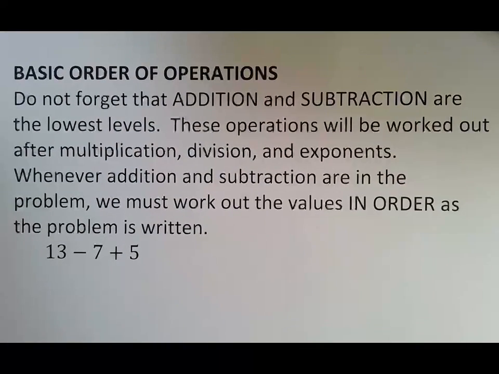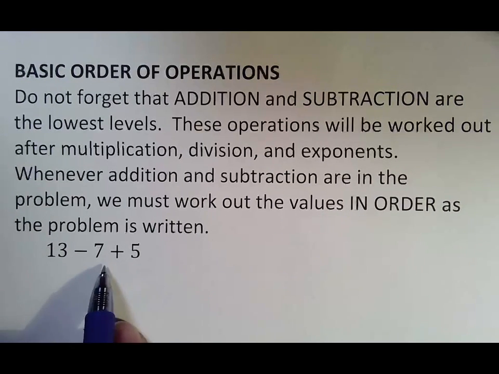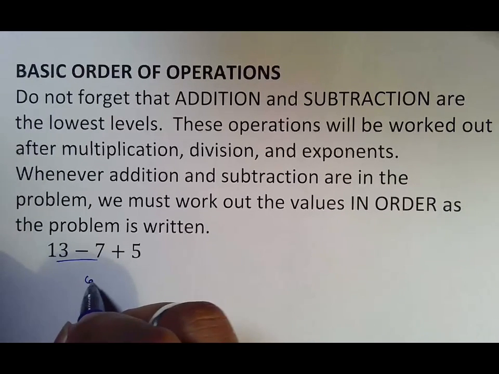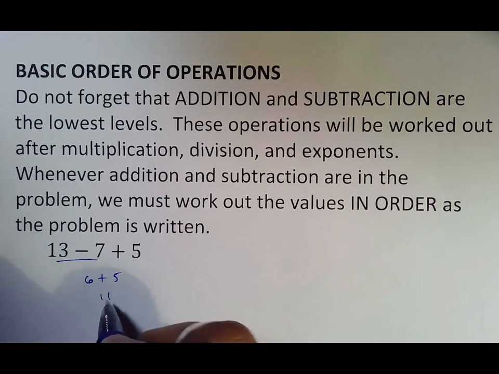So don't forget, addition and subtraction are the lowest levels. So those operations should be worked out after multiplication, division, and exponents. But whenever addition and subtraction are in the problem, remember you have to work them out in order. So this is the one where I pointed out that you do not do the addition first, because these two are on the same level. And so you have to make sure you do this part first and this part second.